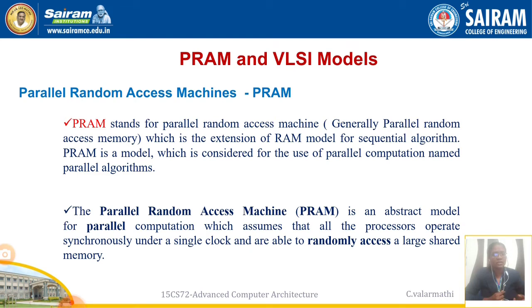How can we achieve the synchronization? We need to maintain it clock by clock. In the first clock, what is the first processor's execution? In the second clock, what is executed? The clock signal and CPI are very important execution factors in parallelism. That is, clock per instruction, cycles per instruction. These are all important factors, right? So it assumes that all the processes operate synchronously under a single clock. Thereby we can achieve the parallelism, right?